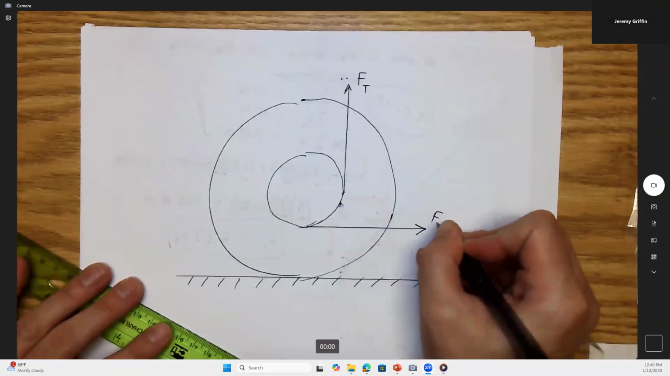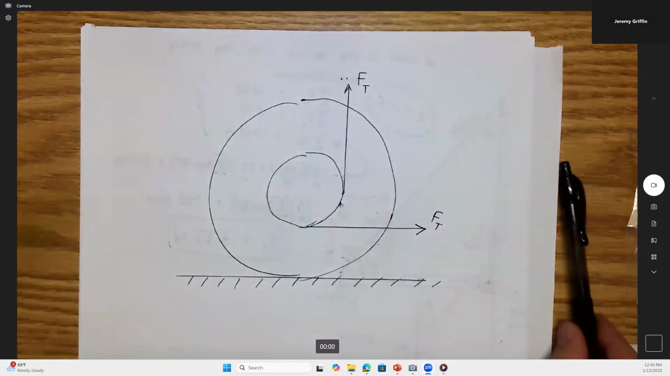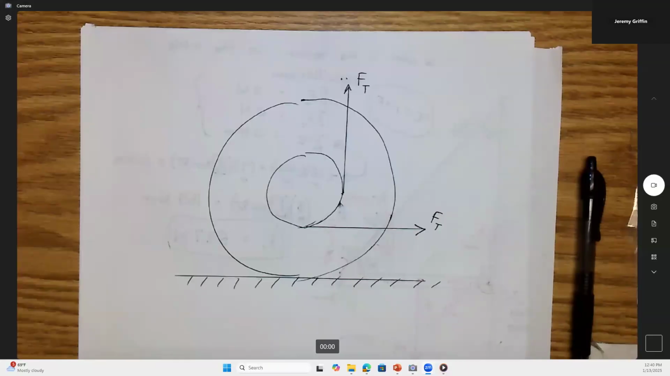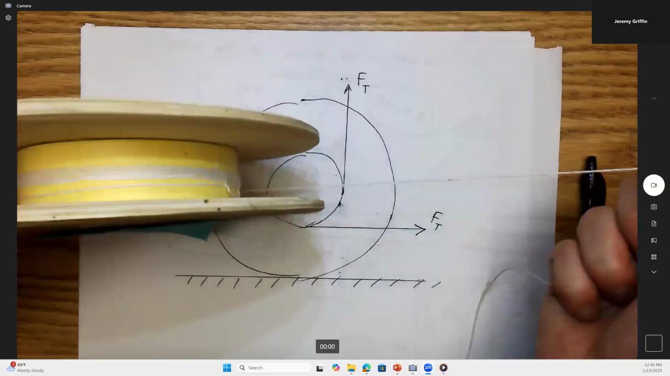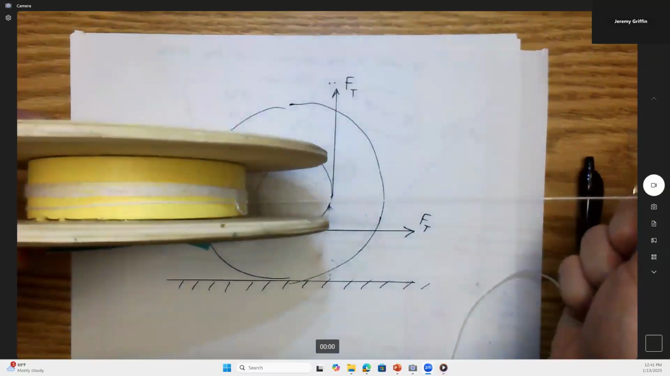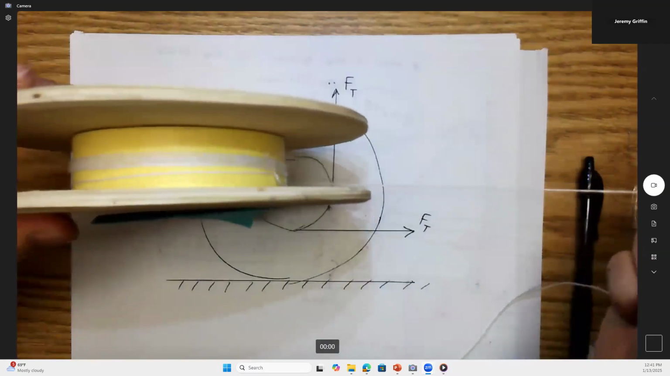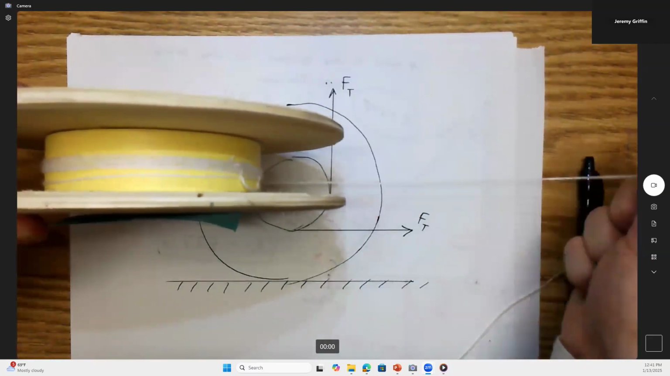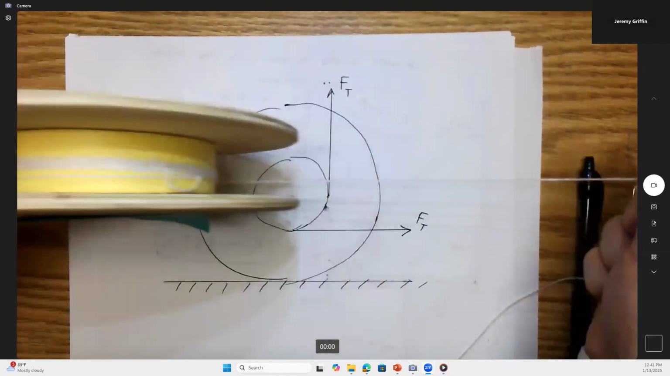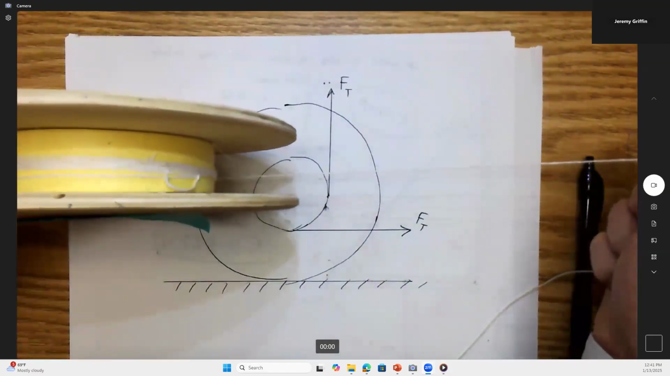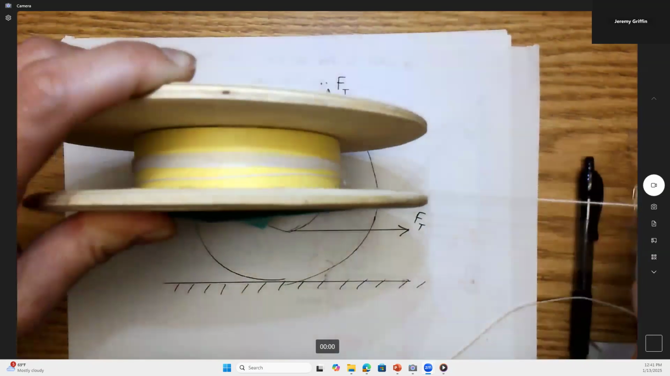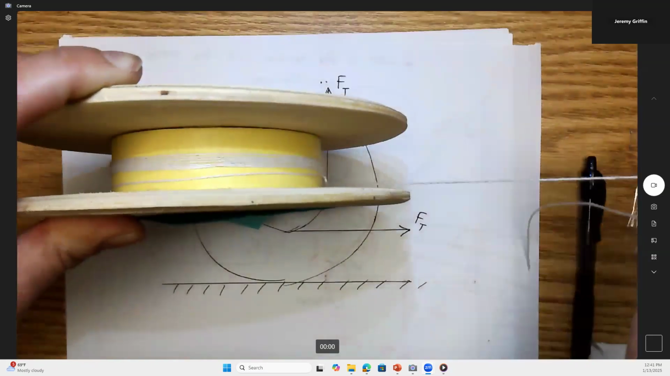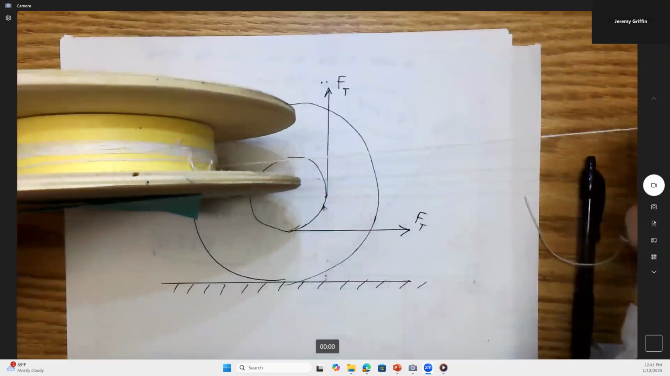Call this F sub T, the tension force pull to the right. You see that? Okay. Now, what's going to happen when I pull this to the right? Same options as before: either it rolls to the left or it rolls to the right. Show of hands. How many think this is going to roll to the left? Who says to the left? Right. Who thinks it's going to roll to the right? It's about a 50-50 split. All right, let's find out.